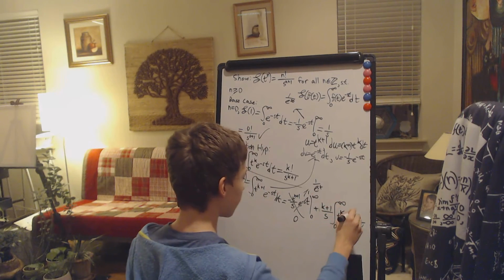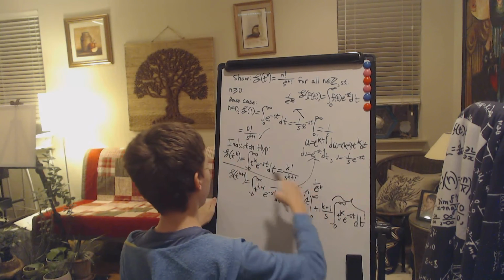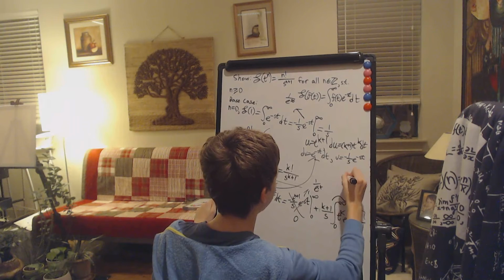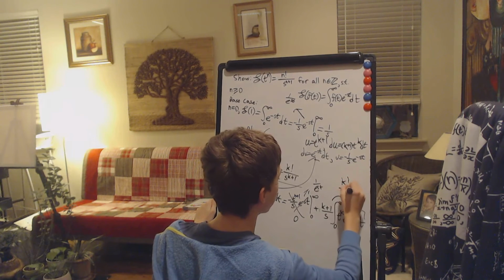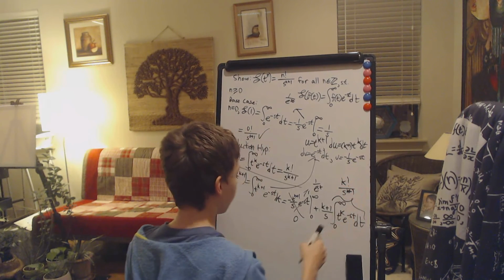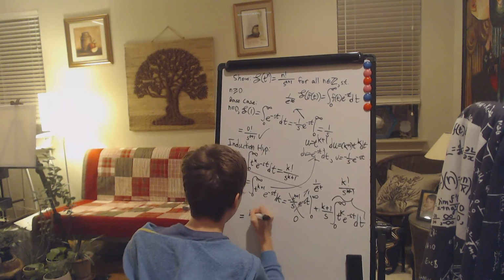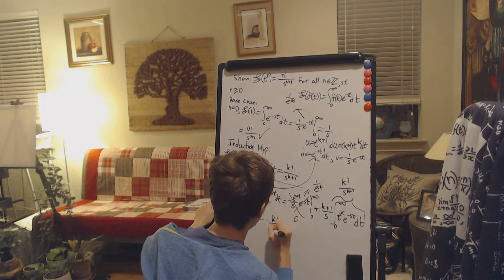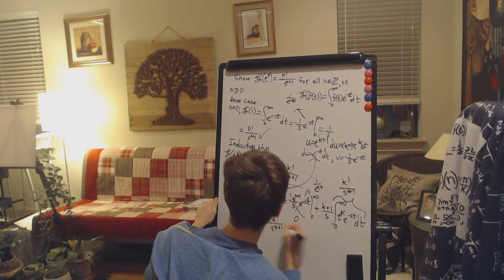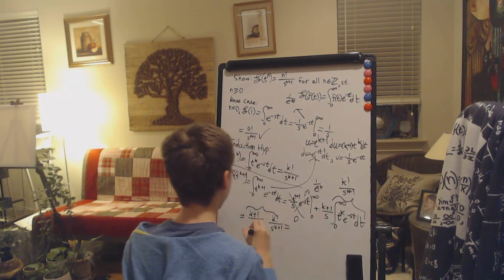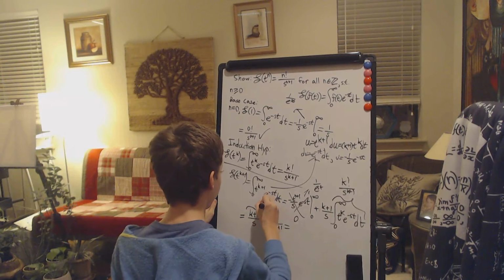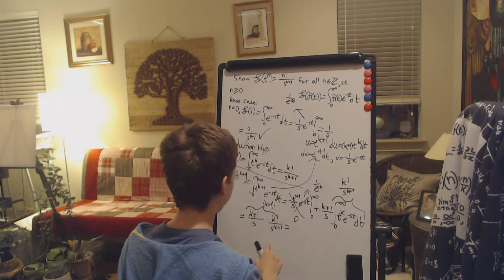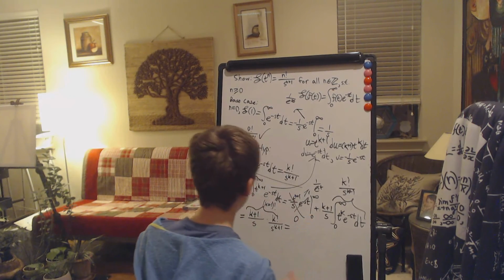By the induction hypothesis, this is equal to k factorial over s to the k plus 1. So if we plug that in, we get that this is equal to k plus 1 over s times k factorial over s to the k plus 1. Using basic algebra, the numerator simplifies to k plus 1 factorial. The denominator clearly simplifies to s to the k plus 2, which is exactly what we wanted.